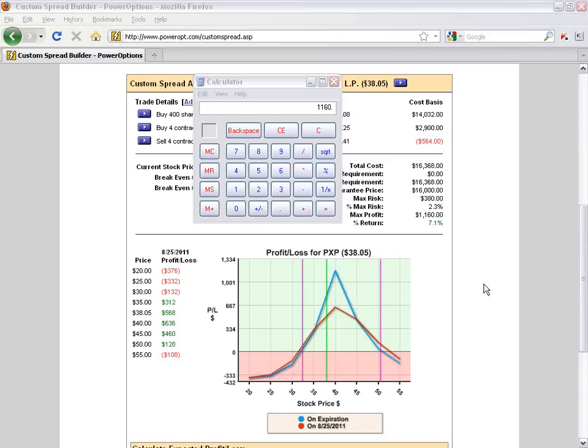What am I essentially doing? I'm timing my trade. I am also trading time, but I'm also timing my trade. All right, back to square one. Potential profit of $11.60. Okay.